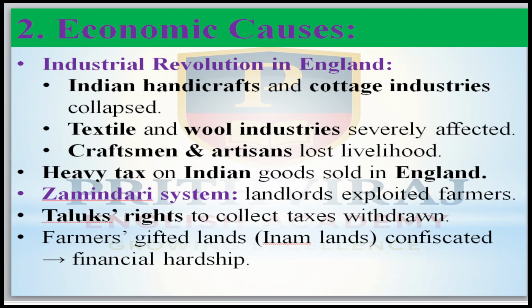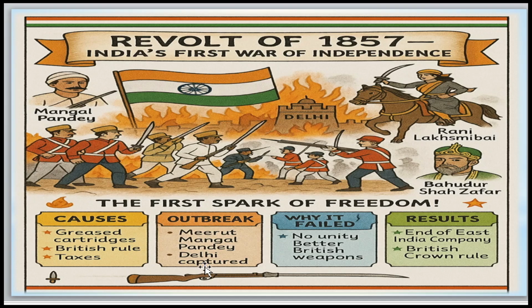Zamindari system: landlords exploited the farmers. Already we came to know about this. Taluka's right to collect taxes was withdrawn by the British. Farmers' gifted lands, meaning Inam lands, were taken back by the British. All these things caused financial hardship for the Indians. Here it is: causes, outbreak, why it failed, and results also.